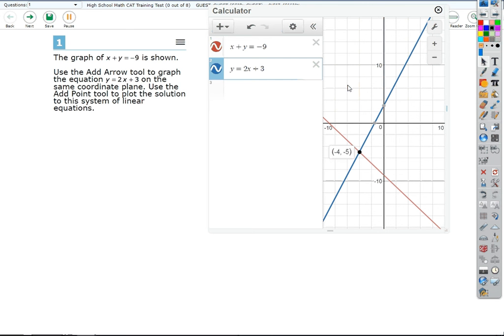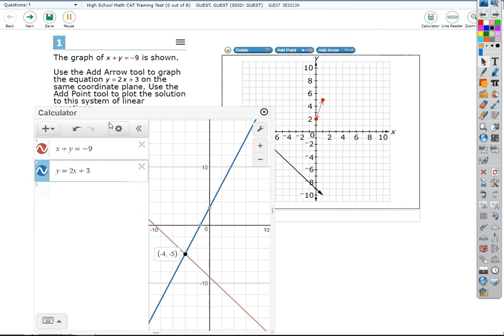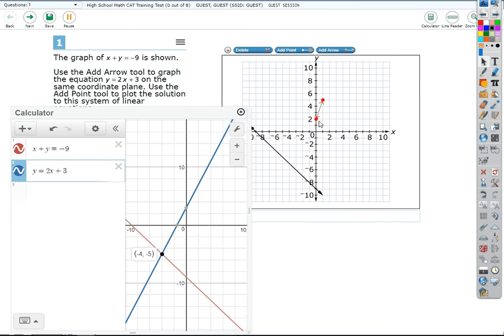So if I were supposed to graph the point where they intersect, look what I could do. I could actually grab this point right here, and I could just drag it down to -4, -5, and now I got it, right? Now I've graphed the intersection. There's the point. Okay? Make sense? Okay, another strategy. So you can use Desmos.